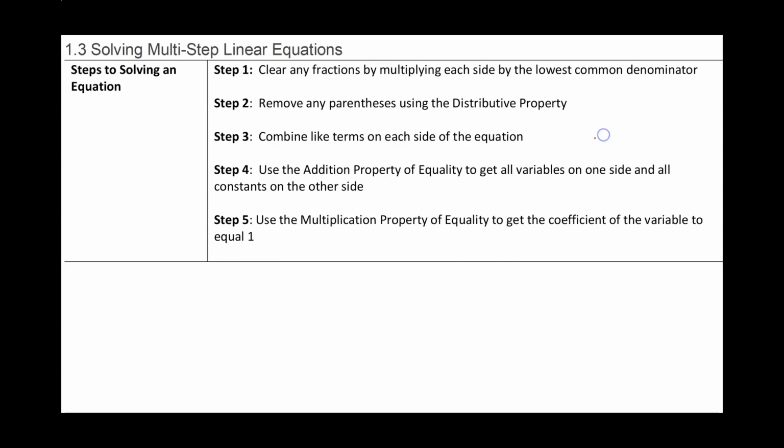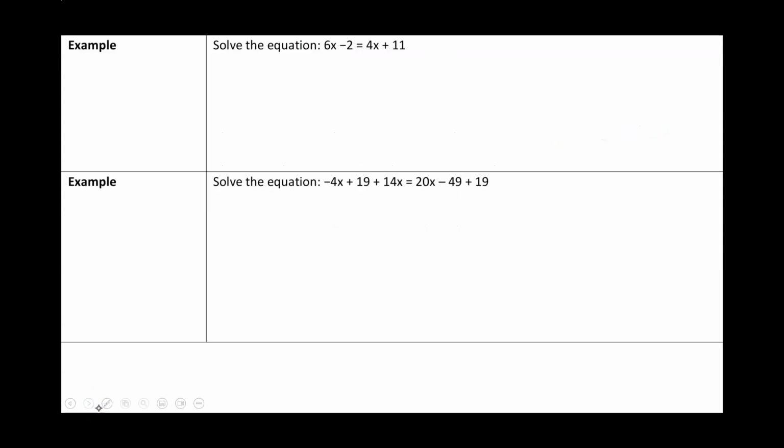So the equal sign separates the left side and the right side. And on each of the two sides, we will be combining like terms. Then we need to move all the variables to one side and all the constants to the other. Okay, so let's take a look at some examples. Let's start off with an easier example.